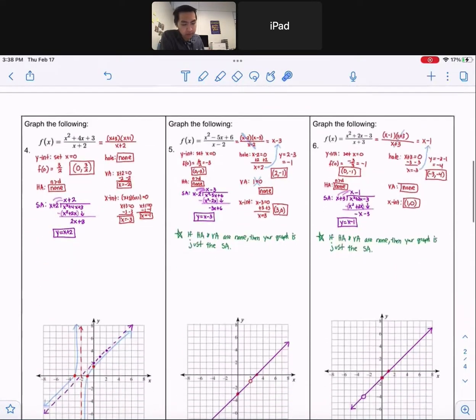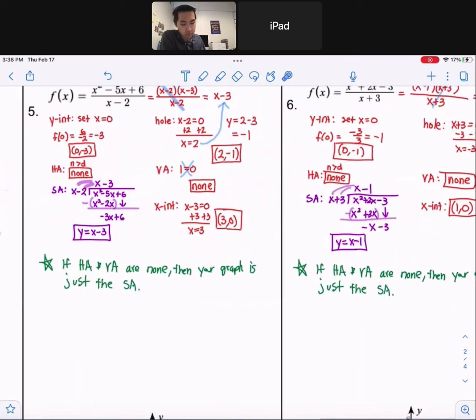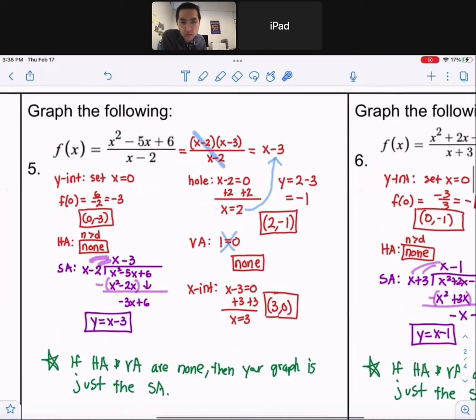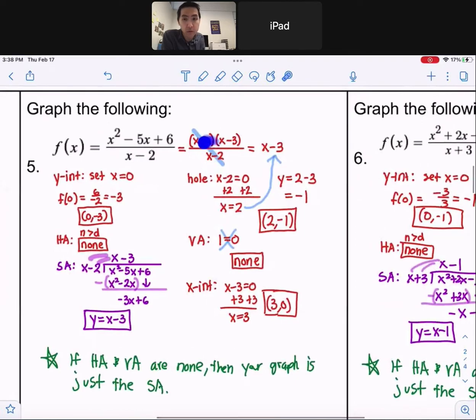And then lastly, I think 4 is fine, and then we'll go over number 5. So if you did number 5, you would pretty much do everything the same. Now you do get a hole here, right? Because these cancel. So you set what you canceled equal to 0, and then you solve, right? x equals 2, and then to find the y value of the hole, just plug it into the reduced equation. 2 minus 3 is -1. So the y value is -1, so (2, -1) is your hole, right?